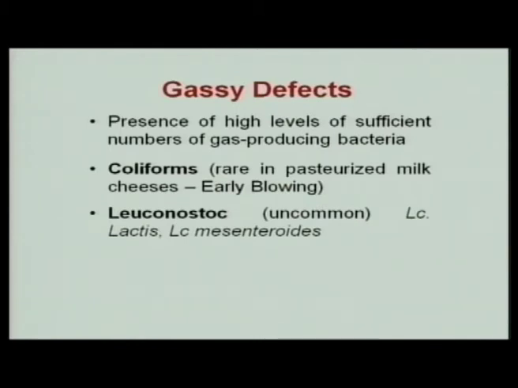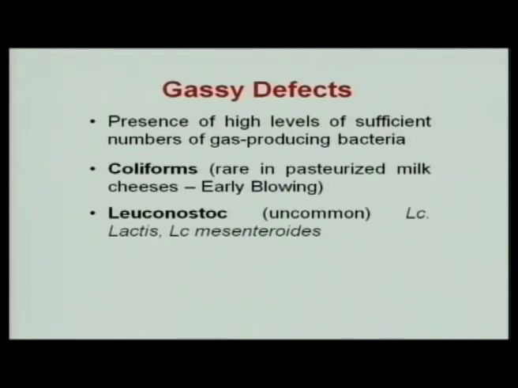Cheese also develops gassy defects, that is, the cheese blocks will become bulged due to the presence of gas inside, and this is caused by different gas producing bacteria. Coliforms, if they come as contaminants, should be killed by pasteurization. So, they are very rare in pasteurized milk. If the milk is under pasteurized, then these coliforms can survive and they will cause gas production during the initial stages itself, and this is known as early blowing.